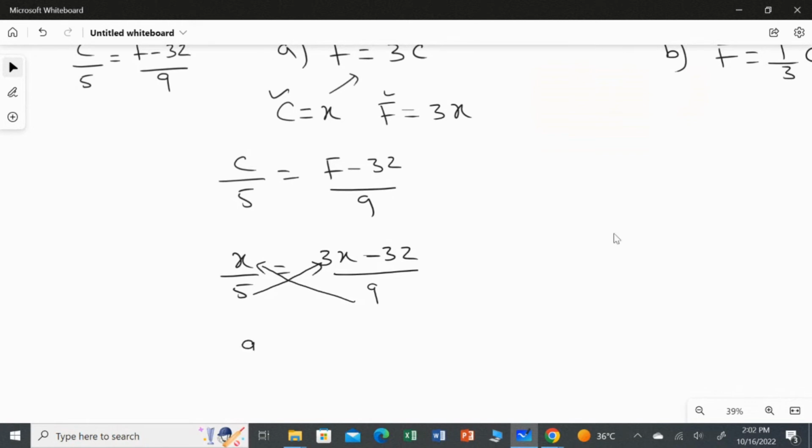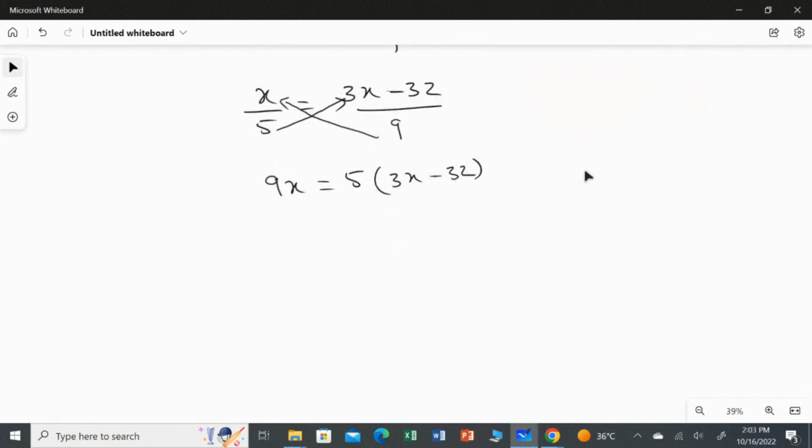So by that, the equation becomes 9x equal to 5 multiplied by (3x minus 32). Now we have to multiply this 5 inside of the bracket. So 5 multiplied by 3x gives you 15x, and 5 multiplied by 32 gives you 160, and the left hand side is 9x.